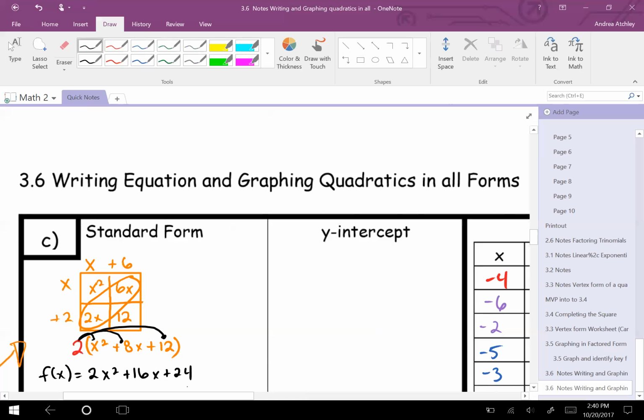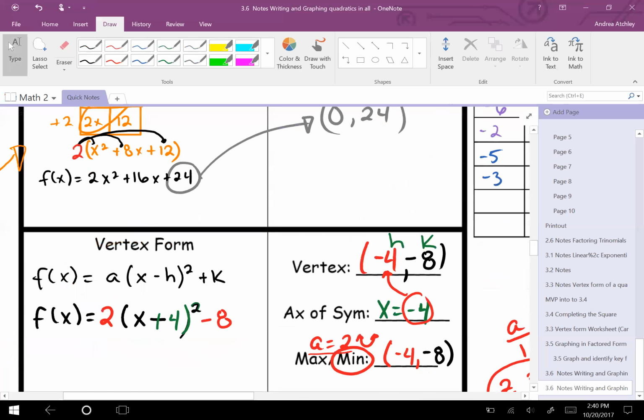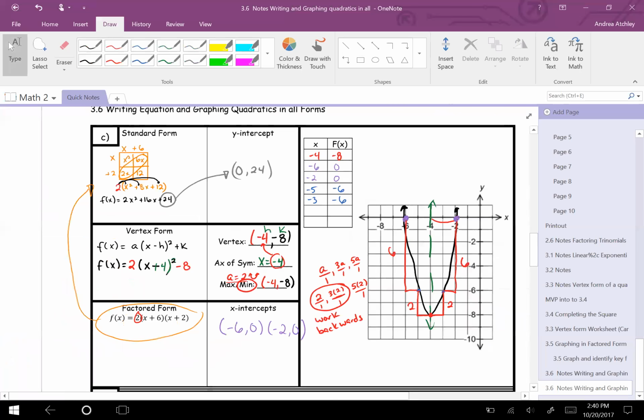Last but not least is the y-intercept. Class, what's the y-intercept? 24. This is the final one. So it's 0, 24. And look at us finding all kinds of fun stuff. Yes. And so now we found all of this information based on just one form of the quadratic equation. It's pretty impressive, you guys.